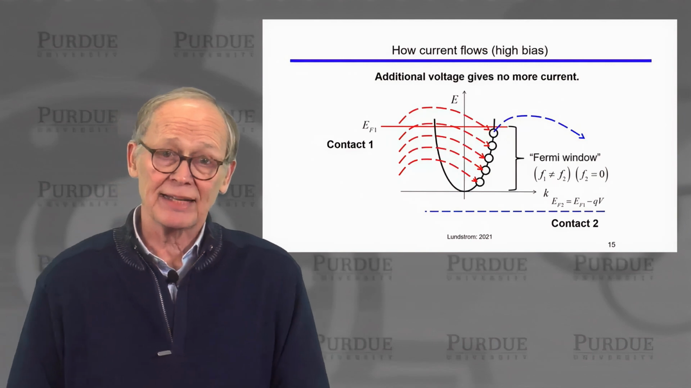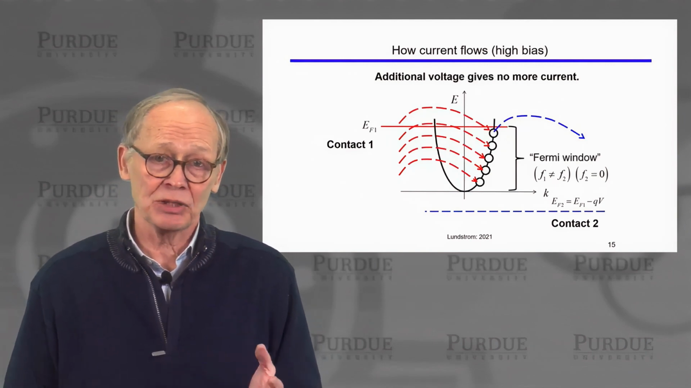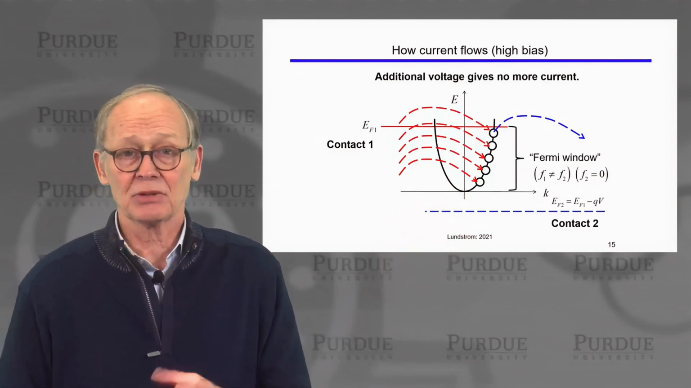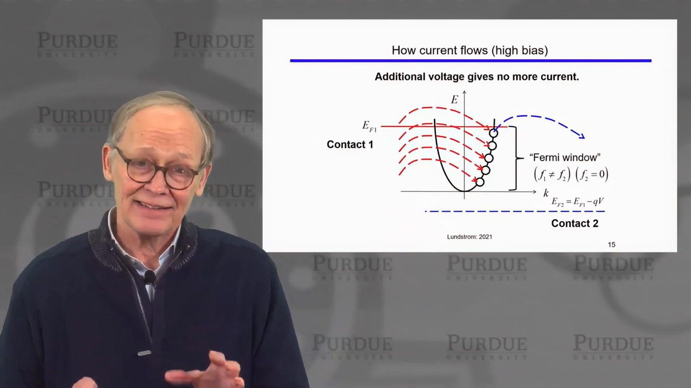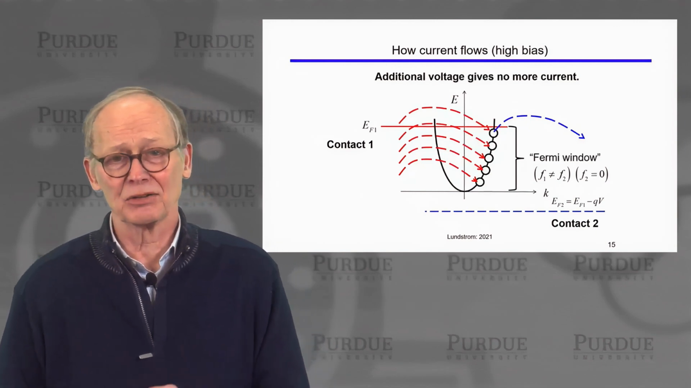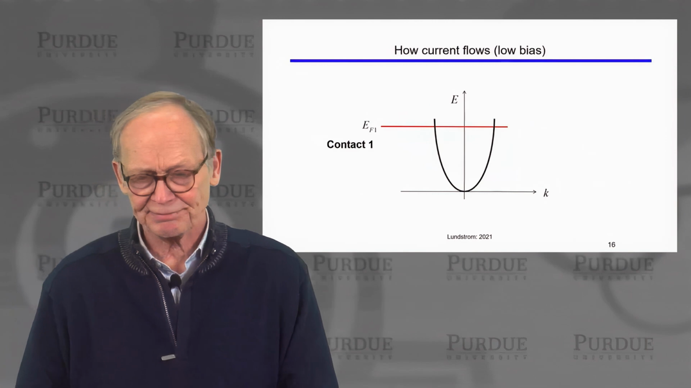Notice also that if I keep increasing the voltage, it won't give me any more current because there are no more states to fill and empty. So the current will have saturated. That, in fact, is how current will saturate in our nanoscale ballistic MOSFETs.